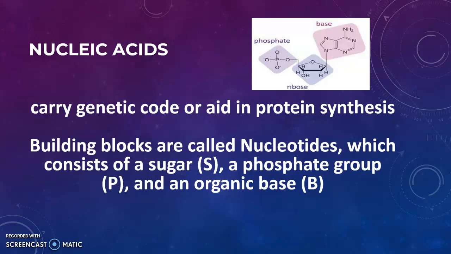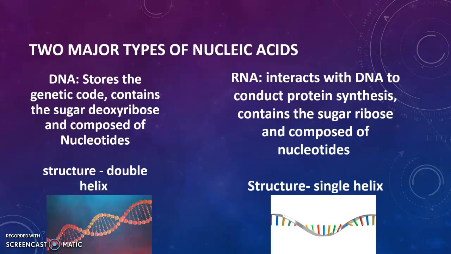The building blocks of nucleic acids are called nucleotides, which consist of a sugar, a phosphate group, and an organic base. There are 2 major types of nucleic acids.